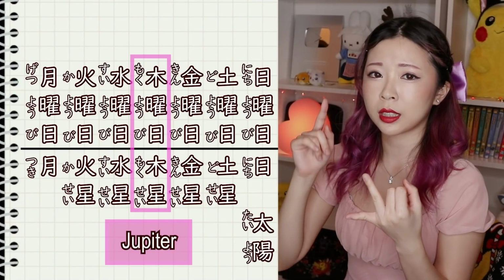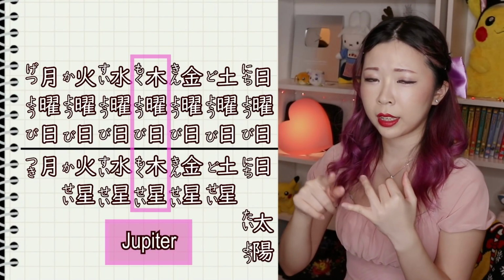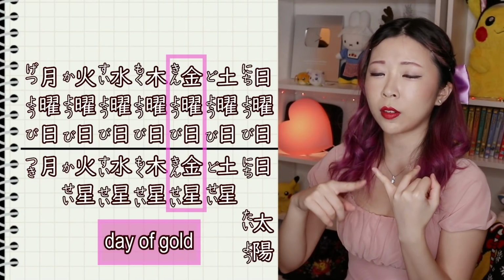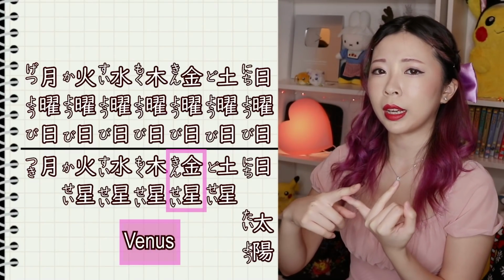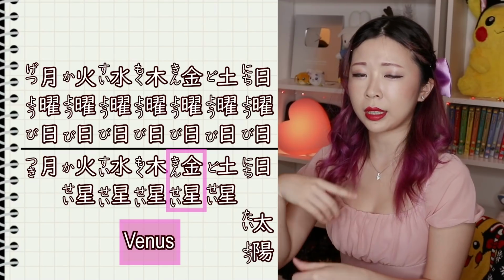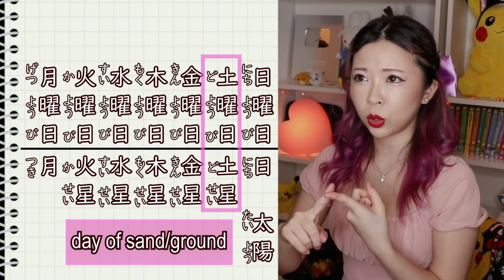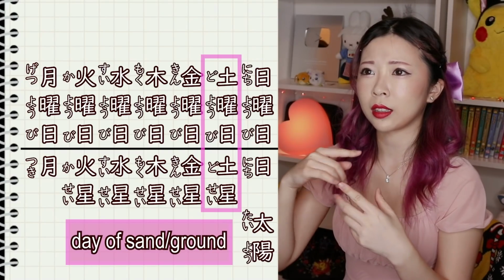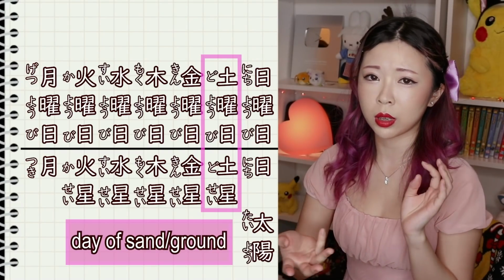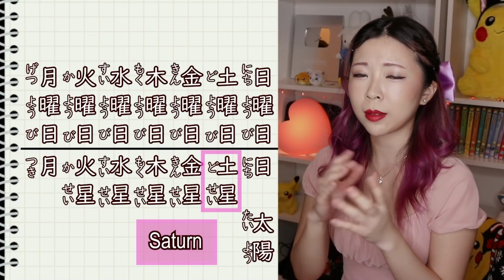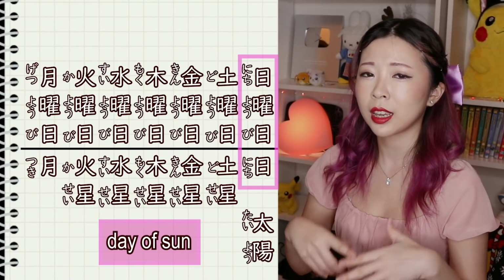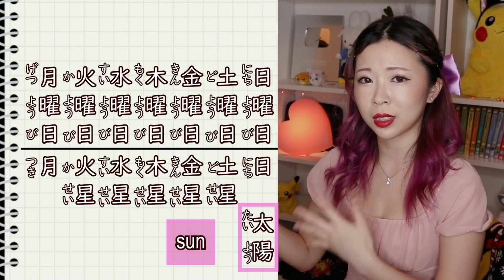And Thursday, that's Jupiter, mokusei. And Friday, kinyobi, literally the day of gold or money. But again, kinsei means Venus. And doyobi, that do can mean sand, ground, earth. But dosei means Saturn. Nichiyobi is the day of sun. And yeah, it's referring to the sun.